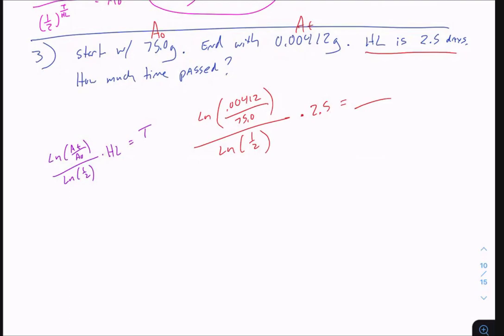For those of you who don't know, there is a natural log button on your calculator. It is on the left-hand side. When you hit the natural log, it automatically initiates a parentheses for you. So you would literally just type ln and 0.00412 divide by 75.0 and close that parentheses, and then divide by ln 1/2, close the parentheses.